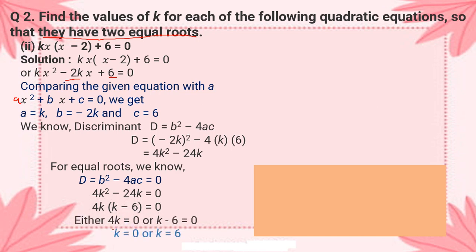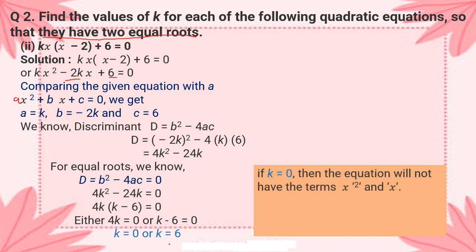That means 4k = 0 or k − 6 = 0. If 4k = 0, then k = 0; or k − 6 = 0, then we get k = 6. So here we get the values of k as 0 and 6. Now, which of these two is the correct value of k for the given equation? Let's check.